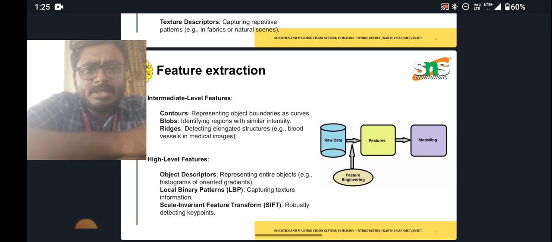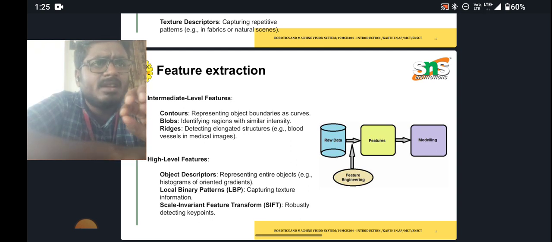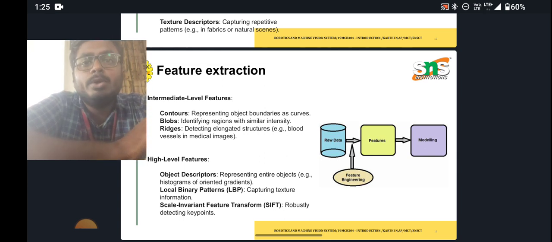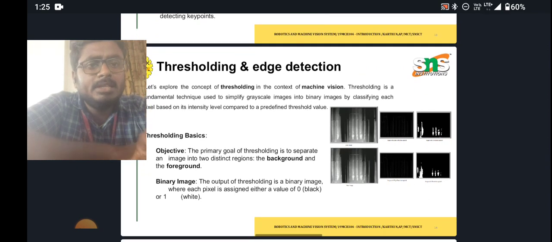At the high level, features are object descriptors representing entire objects, for example histograms of oriented gradients. And LBP is local binary pattern, capturing textured information. Scale invariant feature transform is used for robustly detecting key points. What we are doing is giving the raw data, going to feature extraction, and with the extraction we go into modeling, followed by thresholding and edge detection.